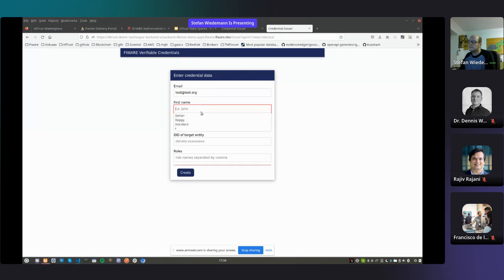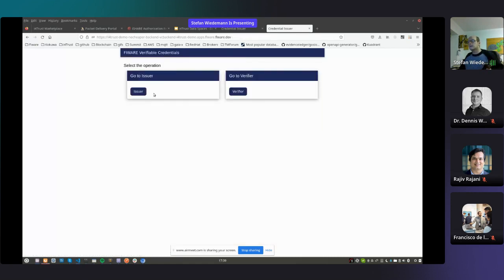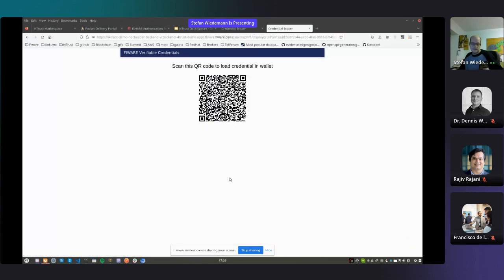I give it another name so that we can differentiate them. Again, packet delivery and the role standard customer now. And we create the service. We have this here. And now I can again scan this with my wallet so that I have the new credential in my mobile.